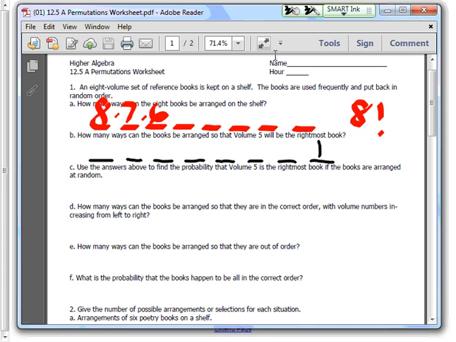And then a lot of people are like, well, it's the same thing then. 8, 7, 6, 5, 4, 3, 2, 1. Nope, because you already picked the book. Now there's 7 for this one. Times 6, times 5, times 4, times 3, times 2, times 1, times 1? Yes. It's okay to have that.